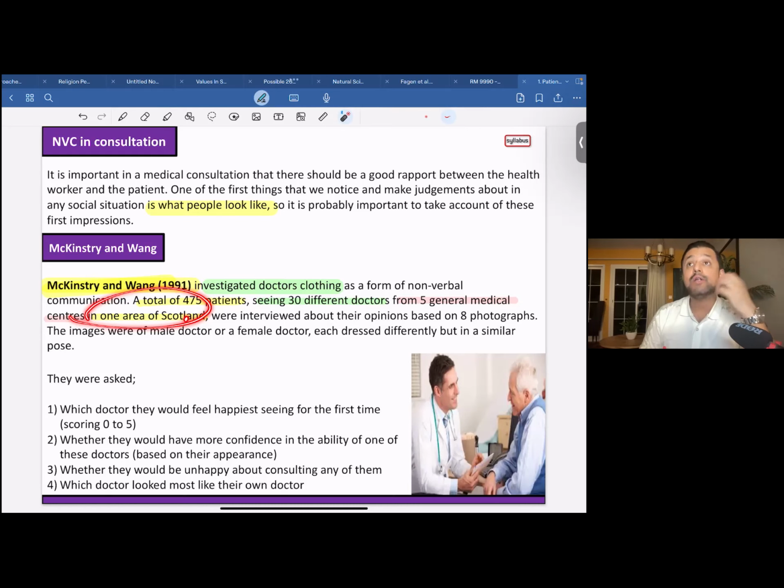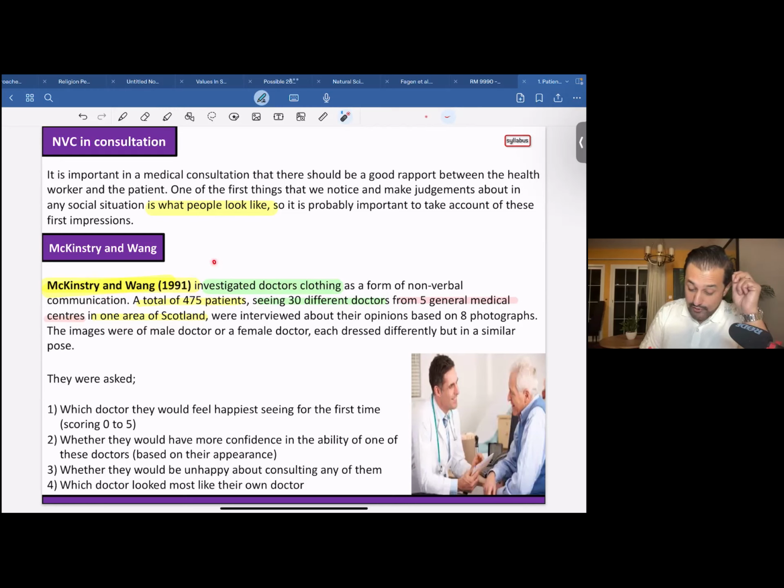Of course it would. For instance, if you're collecting data from medical centers that are in an affluent area, a richer, wealthier part of Scotland, the patients that you'd come across might respond in a different manner as compared to patients from medical centers in a poor or disadvantaged area. So keep these evaluative aspects in mind.